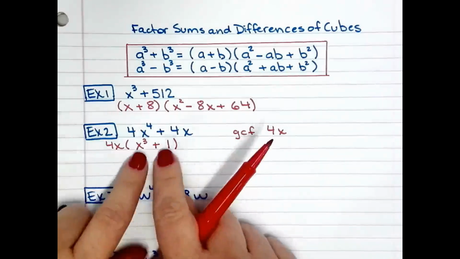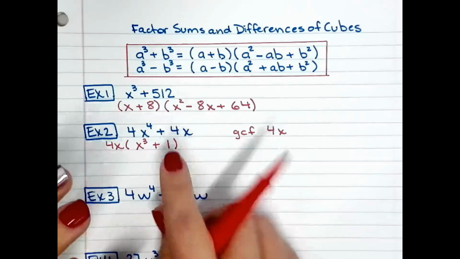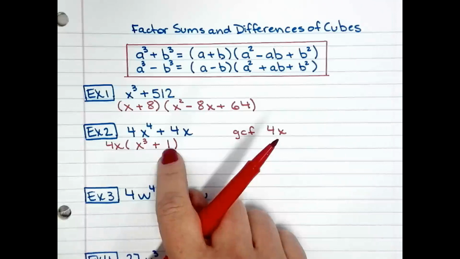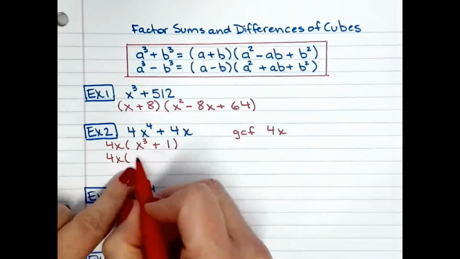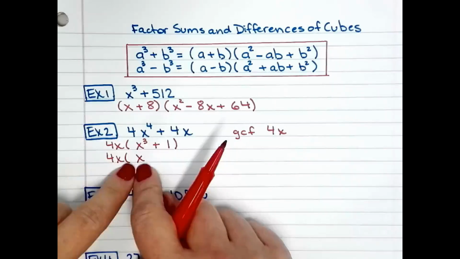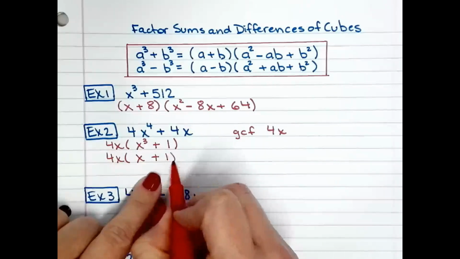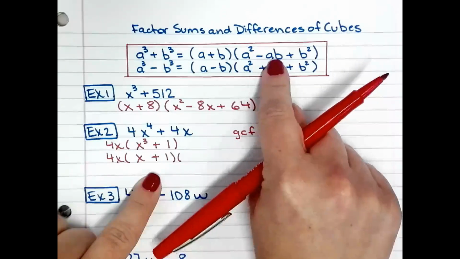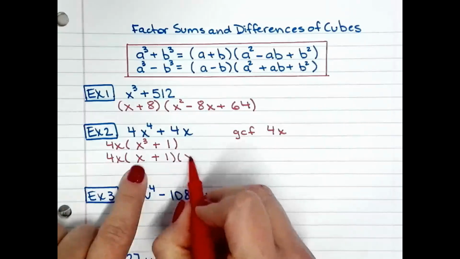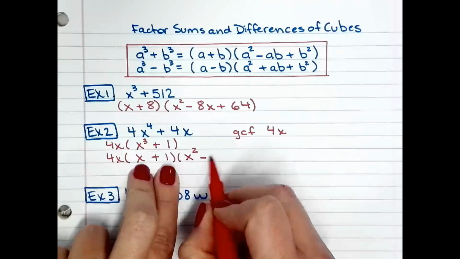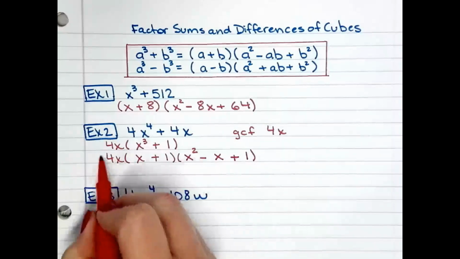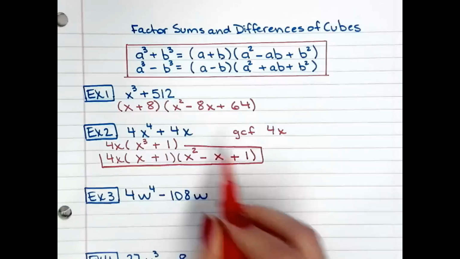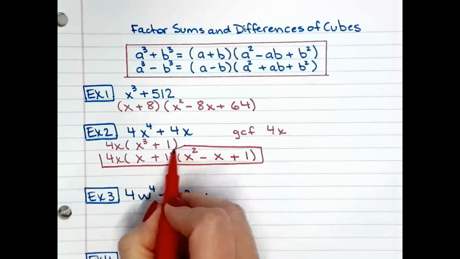Okay, so now I have to keep factoring because a lot of us forget that 1 is a perfect cube. So when you cube root 1, you get 1. Awesome. So 4x. Cube root of x cubed, you get x, plus cube root of 1, you get 1. I'm following, again, the first formula right there. So now I'm going to square x to get x squared, minus multiply 1 times x is x, plus 1 squared is 1. Okay, done right there. And here you cannot keep on factoring.